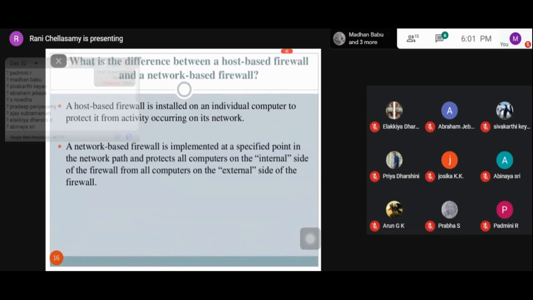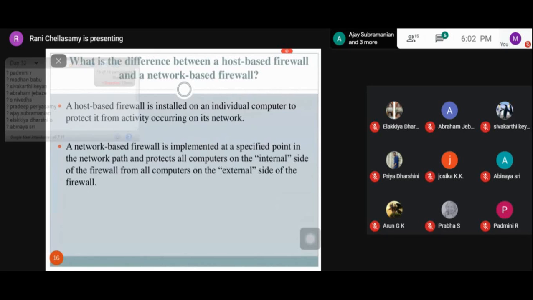So let's see what is the difference between the host-based firewall and the network-based firewall. Host-based: host, you know already, specifies a particular personal computer, that is, a machine. So it is installed on an individual computer to protect it from activity occurring on its network. So the individual computer is protected from the internet. That's the meaning of host-based firewall.